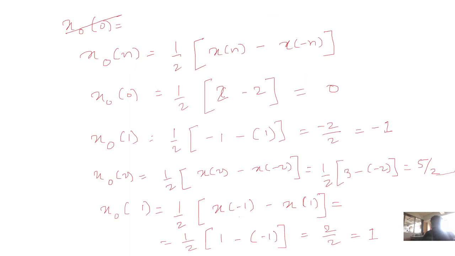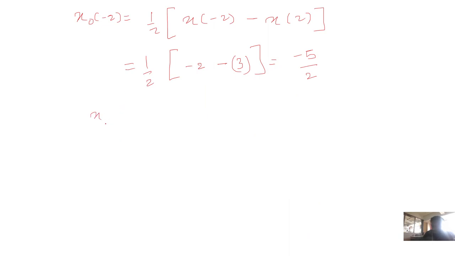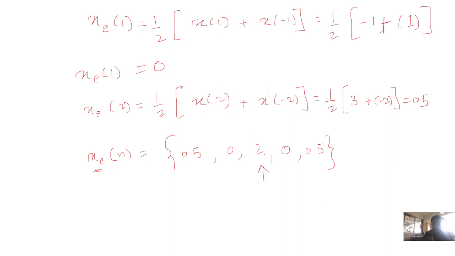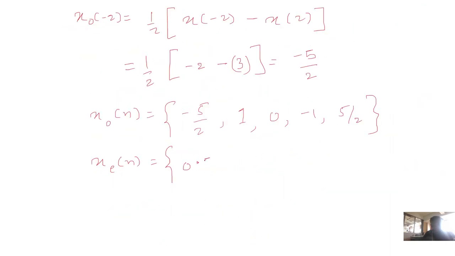Okay, so here you can see that x odd of n is going to be minus 5/2, then minus 1, then 0, then 1 and 5/2. This was the origin, 0. So here you can see that it is retaining the characteristic for odd, the sign is getting changed.